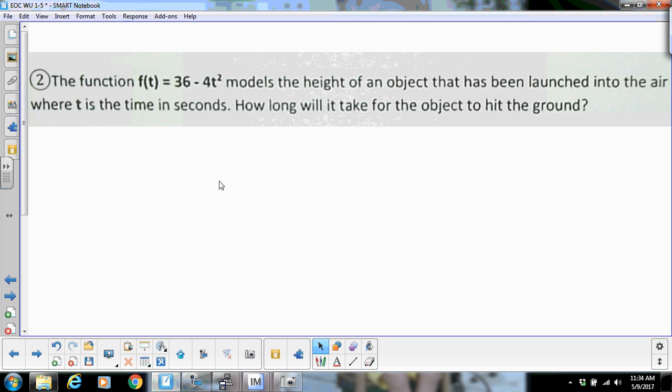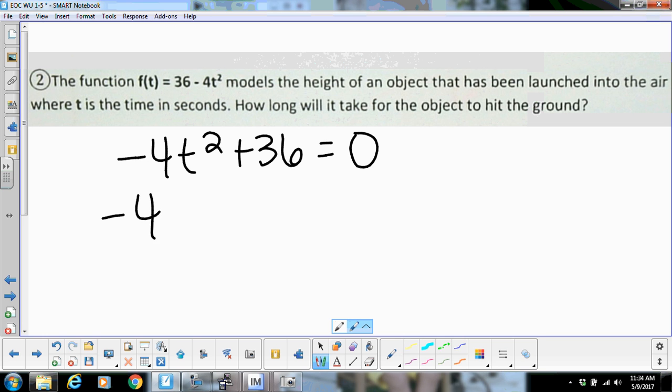All right, problem number 2. Remember, you're trying to find how long it takes for it to hit the ground, so that means we're going to set it equal to 0. I am going to rearrange when I do that. I'm going to factor out my GCF, which is going to be -4.